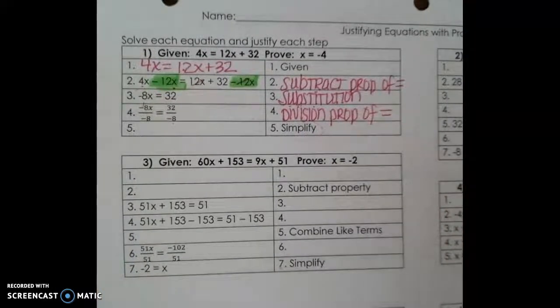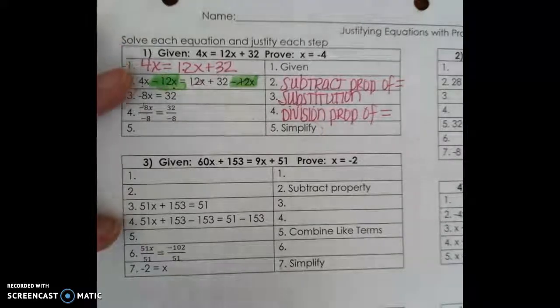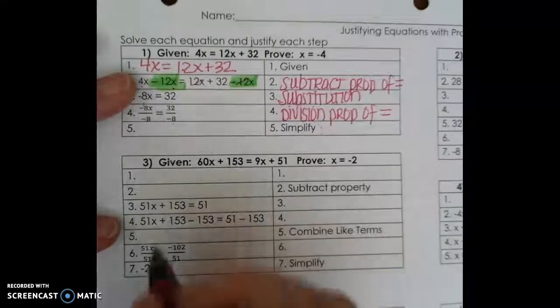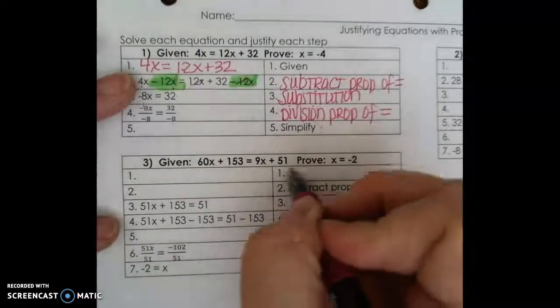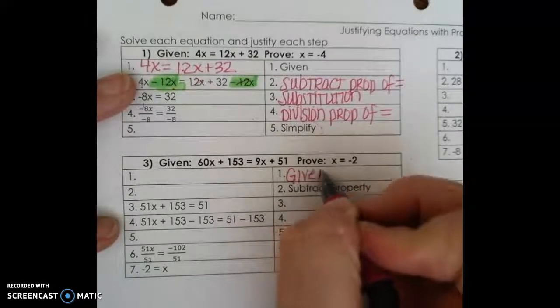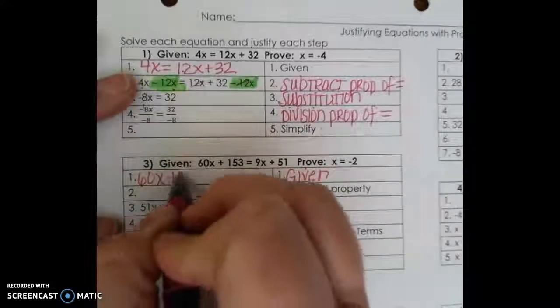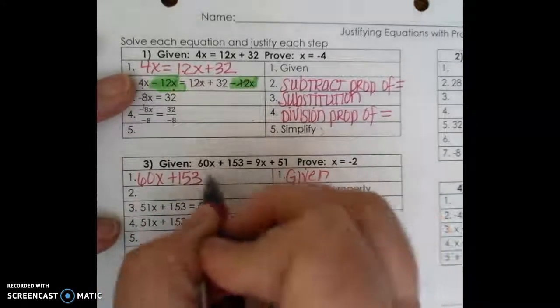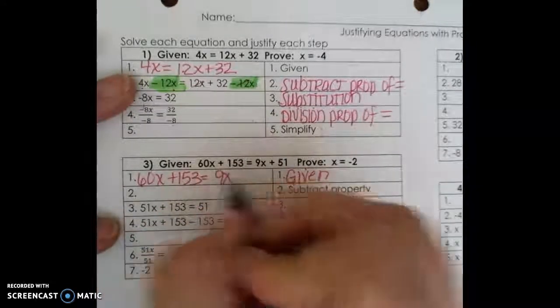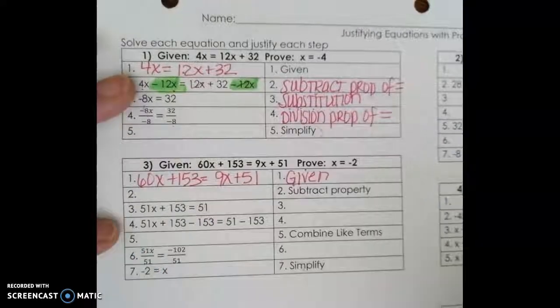So I wanted you to make sure you had the opportunity to see problems presented multiple ways, but it's the same idea. Number 3, I want to just get you started because it's a little bit harder. I don't know why, it's just one I get questions about a lot. So the given is always your first, remember. So we just are going to recopy the problem. 60x plus 153 equals 9x plus 51.